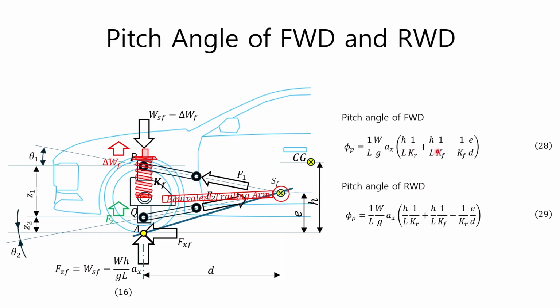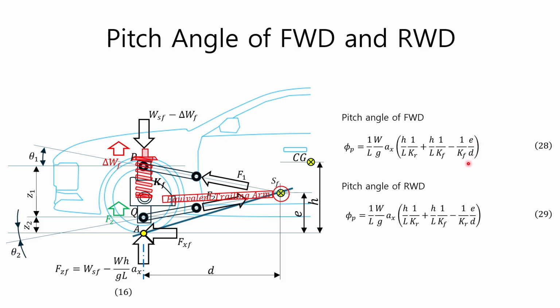The last term is related to both the suspension link geometry and the front suspension stiffness. The larger the ratio of E to D, the smaller the pitch angle. The reason the front wheel rate Kf is included in the denominator of the last term in the parentheses is because as the front wheel rate Kf decreases, the influence of the suspension link geometry, which is the ratio of E to D, increases, and the pitch angle decreases.